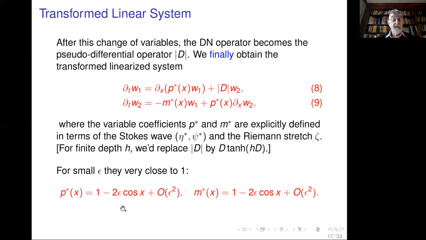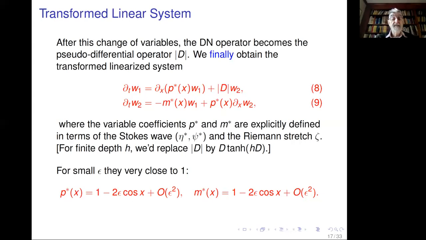And those guys, actually, as a consequence of Stokes' expansion himself, P star and M star are 1 plus big O of epsilon. And the next term, which we need, is minus 2 epsilon cosine x. And then there's an error, which is epsilon squared. And the other guy has the same beginning, although the epsilon squared terms are not the same function.